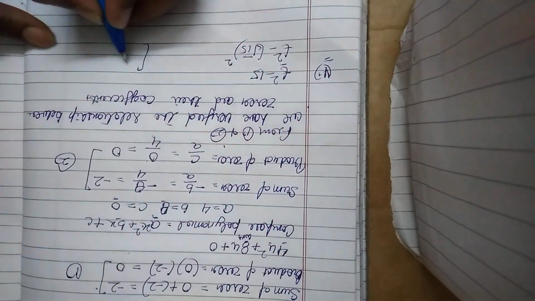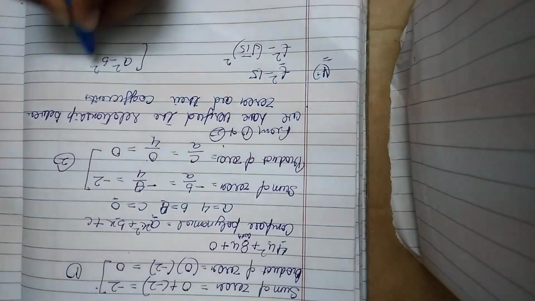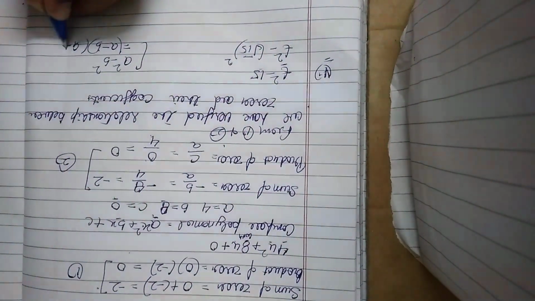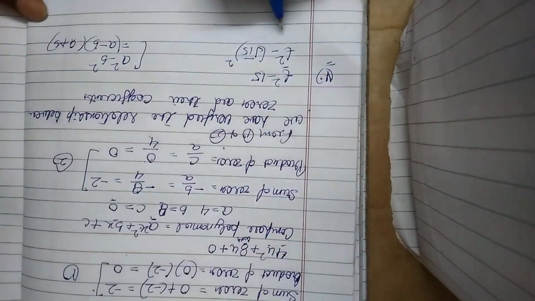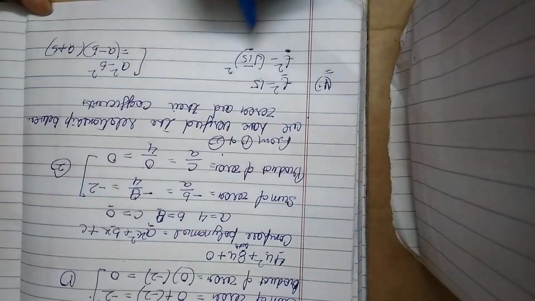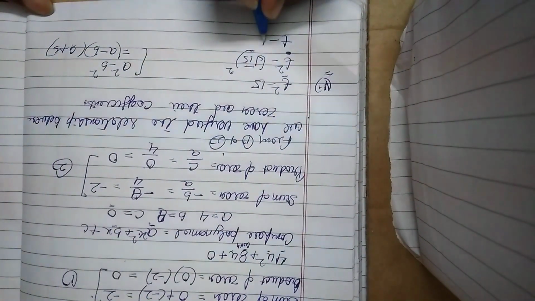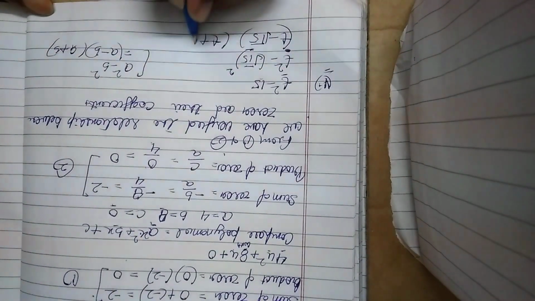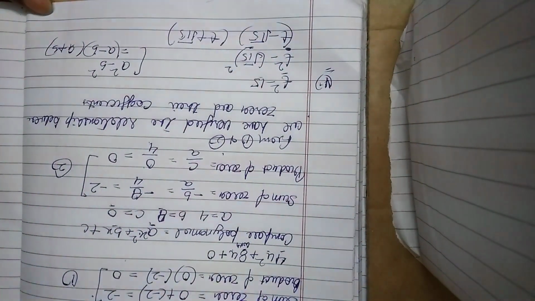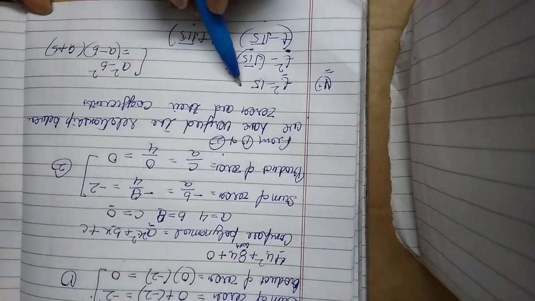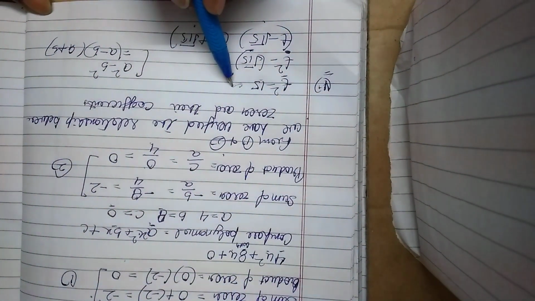Now here apply the identity a square minus b square equal to a minus b, a plus b. Here a is t and b is root 15. So we get t minus root 15, t plus root 15. These are the factors of this polynomial t square minus 15.